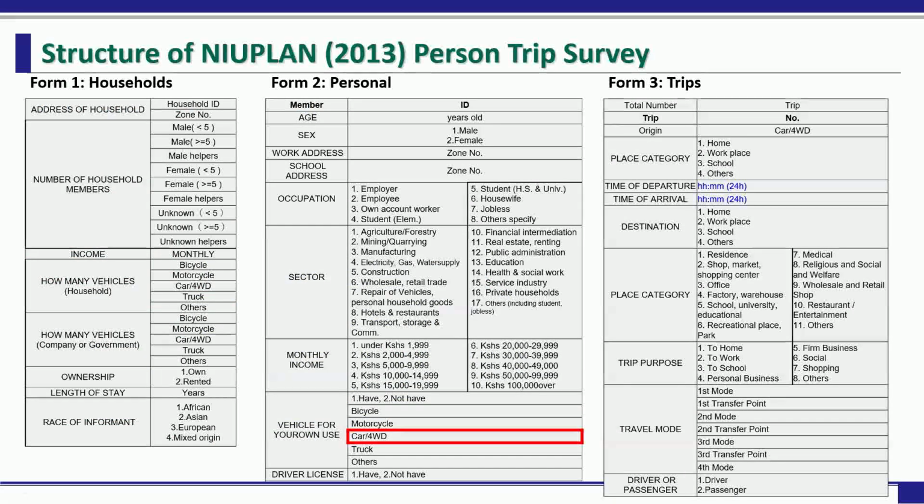Then when you review the person trip survey which was conducted in this project, you can identify this. In the personal homes, the number of vehicles for your own use is different. If the vehicle for your own use equals 0, it means a private car is not available for him or her. However, if it is one or more, he or she can be considered as a car available user.